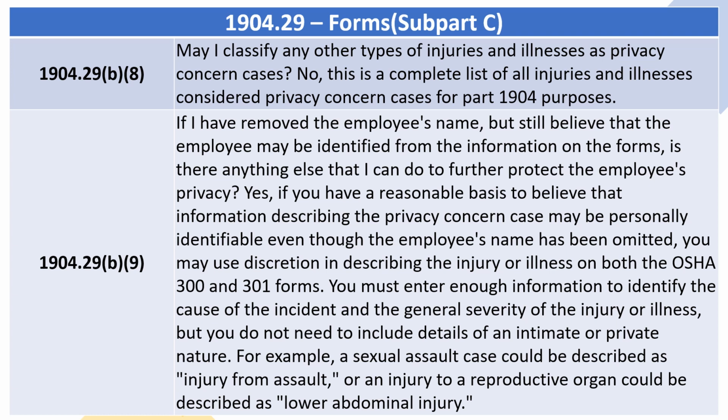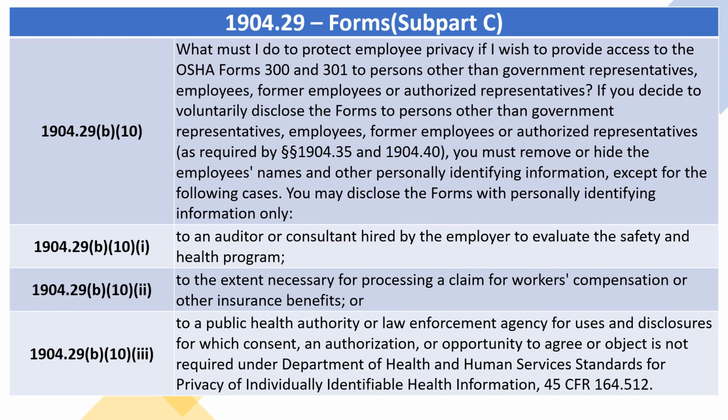You must enter enough information to identify the cause of the incident and the general severity of the injury or illness, but you do not need to include details of an intimate or private nature. For example, a sexual assault case could be described as "injury from assault," or an injury to a reproductive organ could be described as "lower abdominal injury."